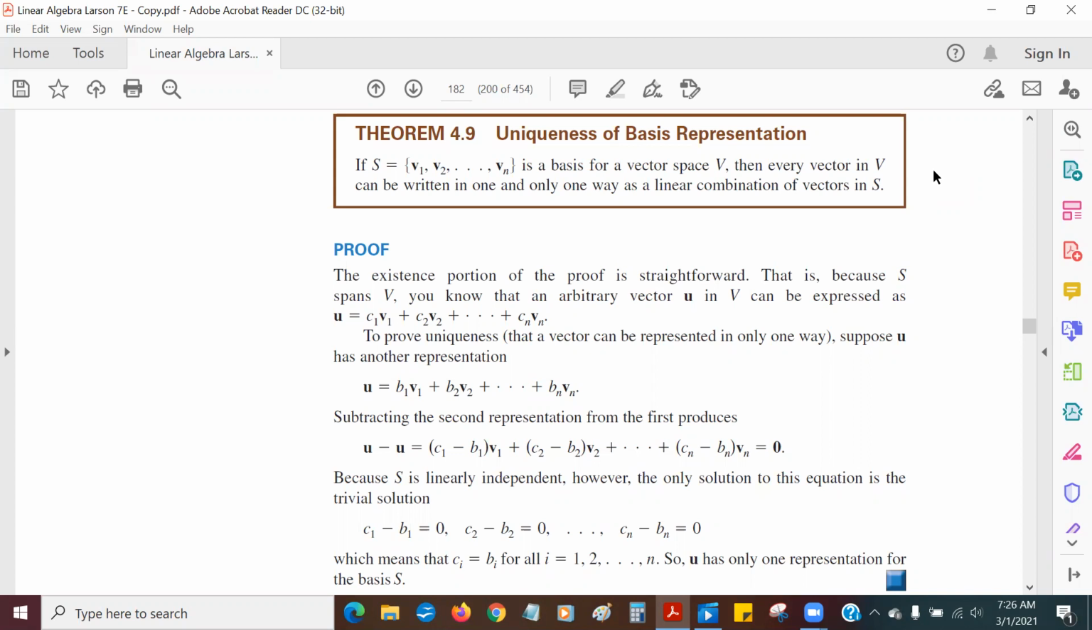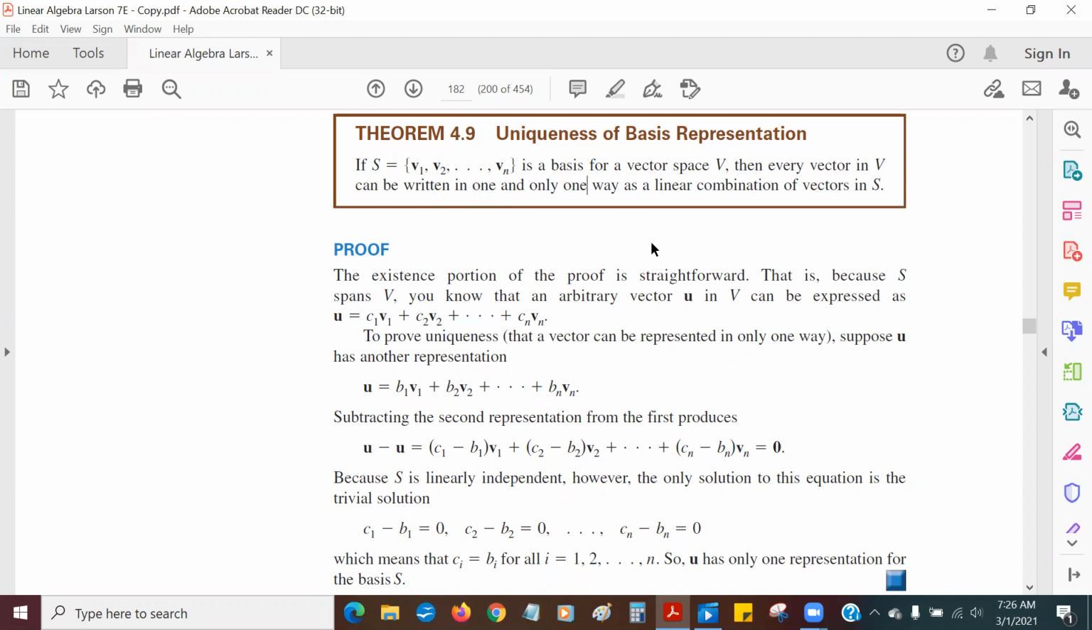So now let's just prove it. What do they mean by existence? It says here, one and only one way. So there are two things here. There's the one, that's called the existence part, and then there's the only one, that's called the uniqueness part. The existence portion is very straightforward, because by definition S spans the whole vector space. That's what a basis is. It spans the whole vector space.